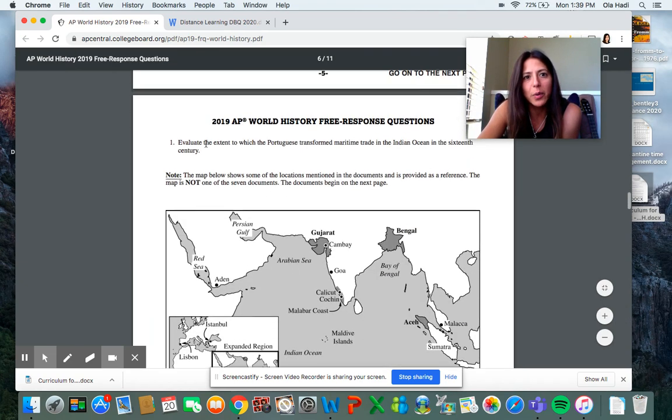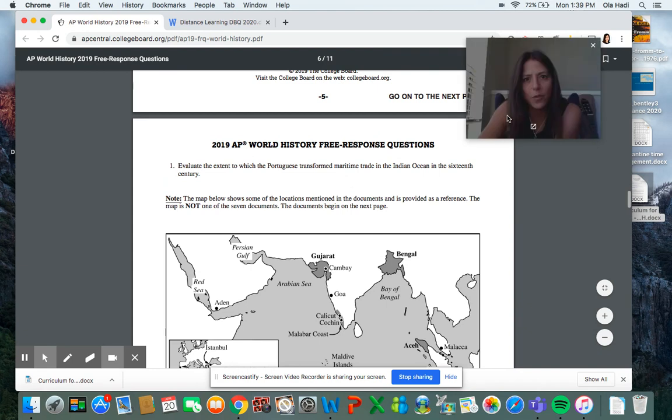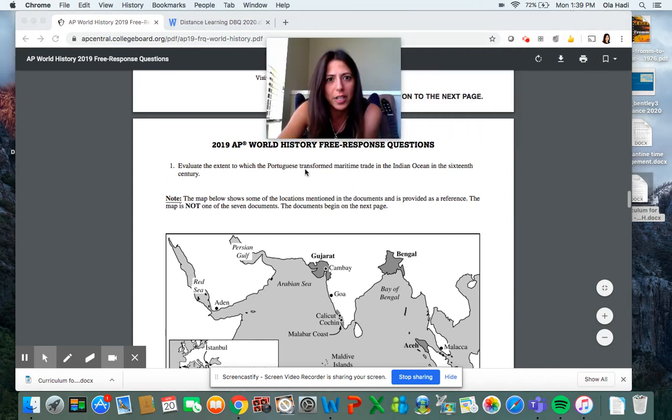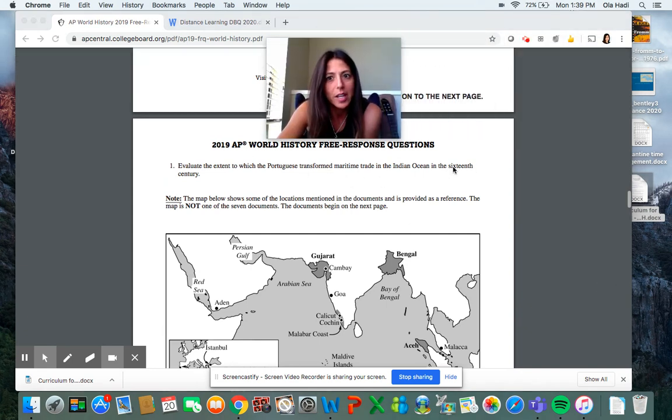So it says, evaluate the extent to which the Portuguese transformed maritime trade in the Indian Ocean in the 16th century. Always remember that 16th century is going to be one behind. So remember, if it's the 20th century, it's the 1900s. If you just remember that one thing, you'll be able to figure out all the others. 20th century, 1900s. So 16th century, that means 1500s, okay?